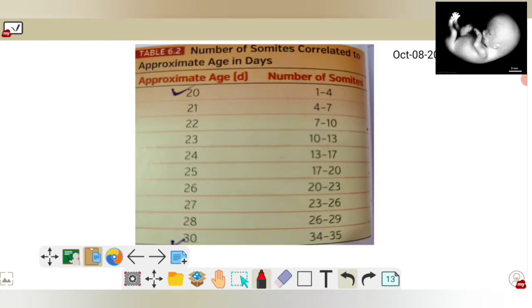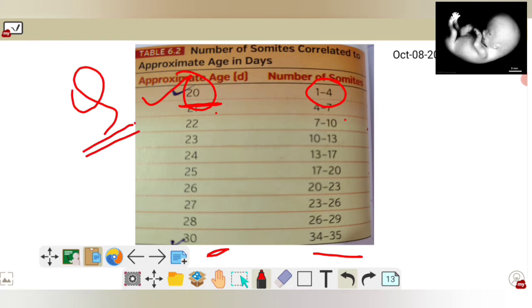Now, the number of somites correlates with the age in approximate days. At approximately the 20th day we have 1 to 4 somites. Now daily 3 pairs of somites are formed. Then on the 21st day we have 4 to 7. Up to the 30th day we have 34 to 35 somites. The first somite forms at day 20. This is asked in viva.